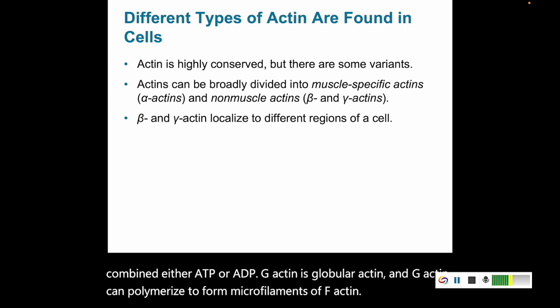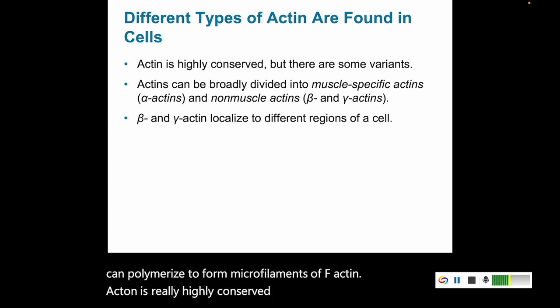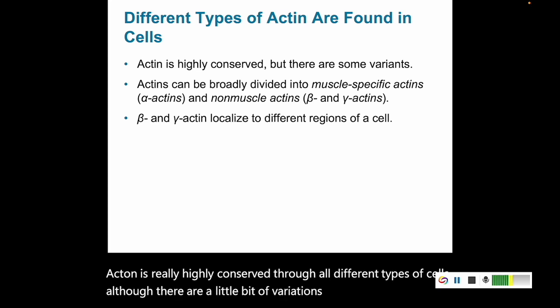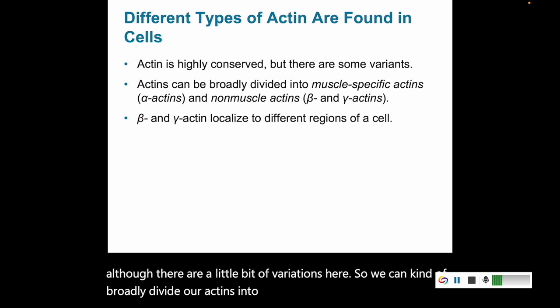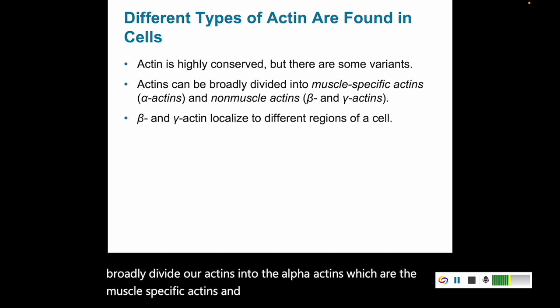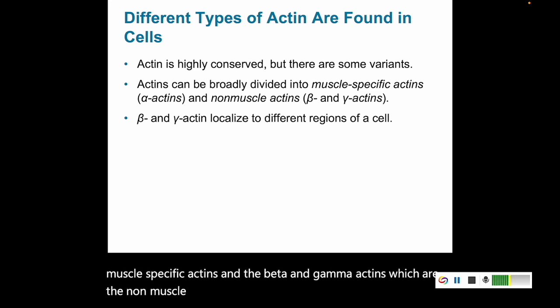Actin is really highly conserved through all different types of cells, although there are a little bit of variations. We can broadly divide our actins into the alpha actins, which are the muscle-specific actins, and the beta and gamma actins, which are the non-muscle actins. And the beta and gamma actins will be found in different regions within the cell.